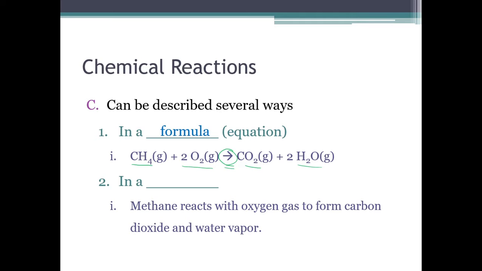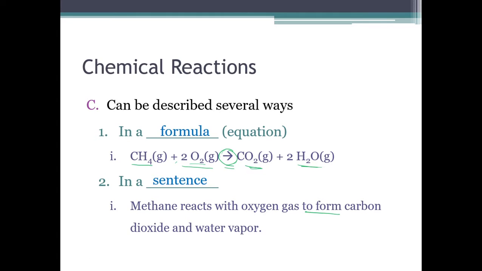We can also do that with a sentence, such as methane reacts with oxygen gas to form carbon dioxide and water vapor. That's describing this exact same thing we have up here. This is methane reacting with oxygen gas to form, the arrow means equal, it also means to form, carbon dioxide and water.